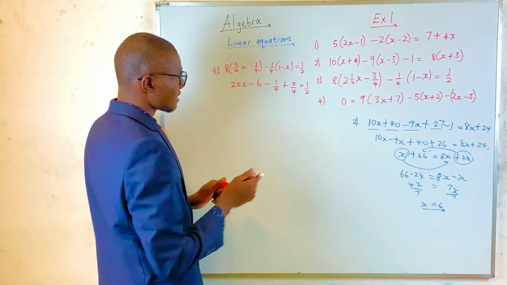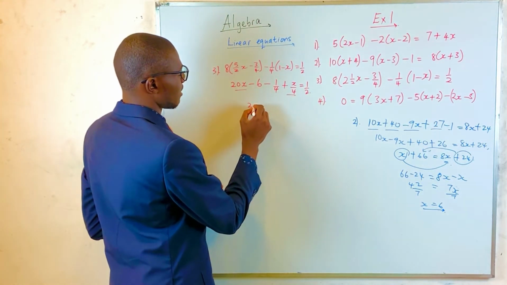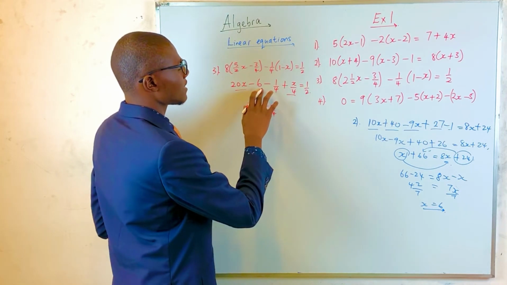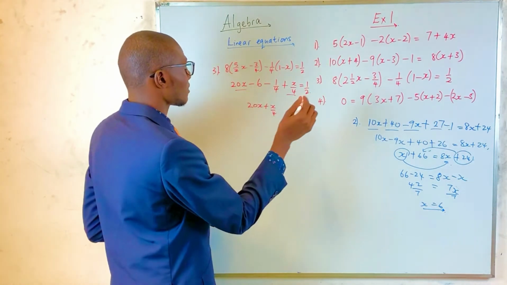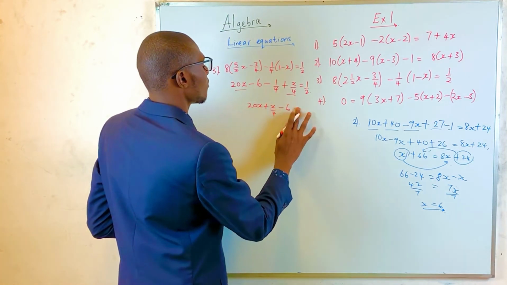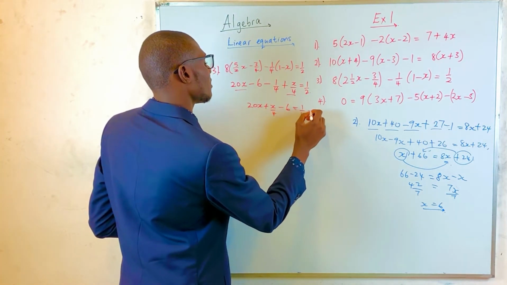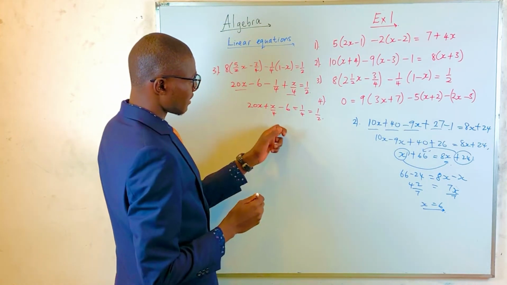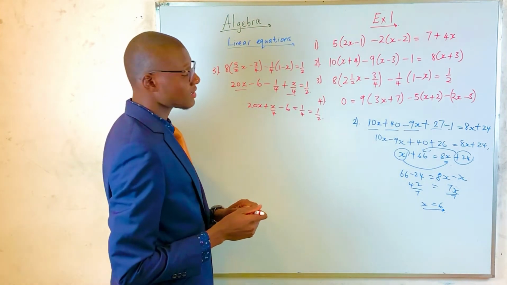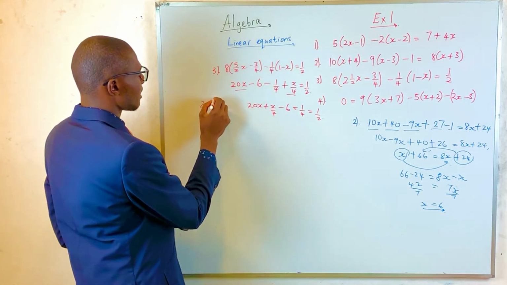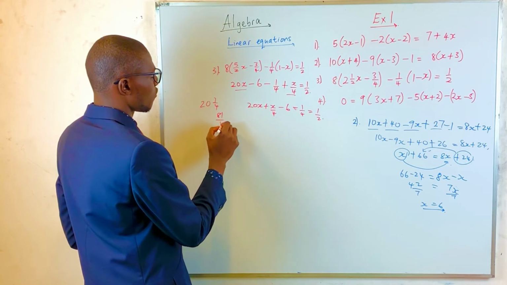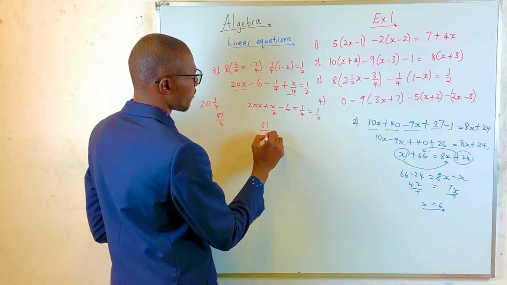So if we group by terms, we're saying 20x plus x over 4, and then minus 6 minus 1 over 4 is equal to half, like that. And now if we simplify this, 20 plus 1 over 4, that's 20 and 1 over 4, which is 81 over 4. So here we have 81 over 4x.